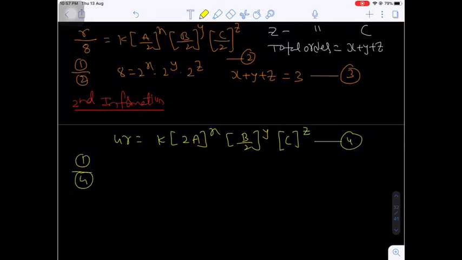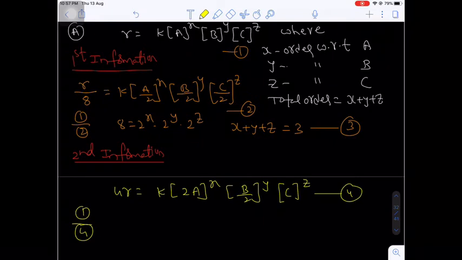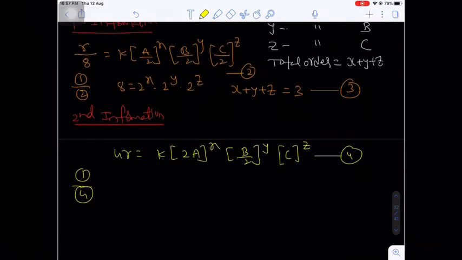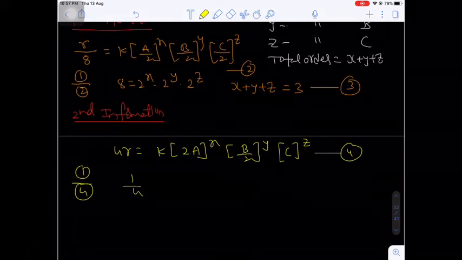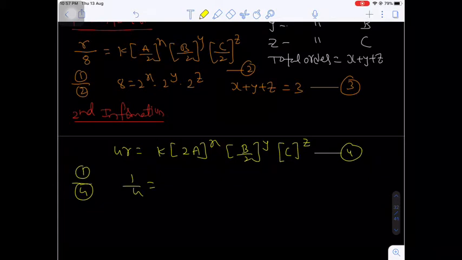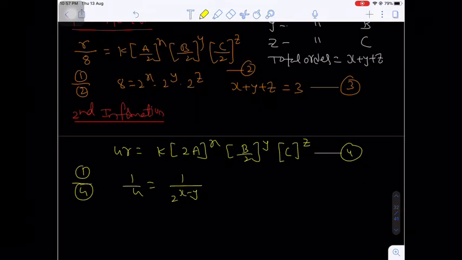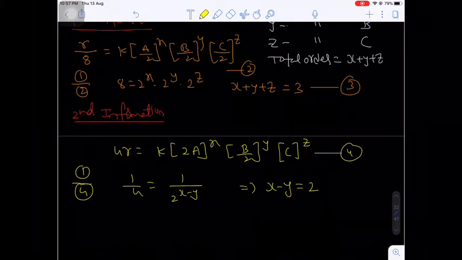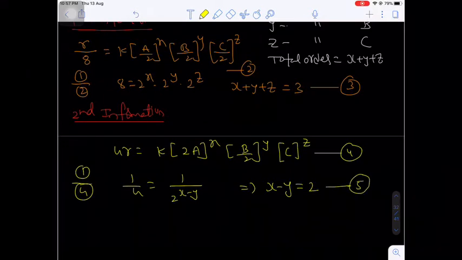Now 1 divided by 4, what is the equation 1 here? R is equal to, so R by 4 you will get 1 by 4, which will be equal to 1 by 2 to the power x minus y. From here x minus y will be 2. Are you getting my point? This will be the equation number 5.